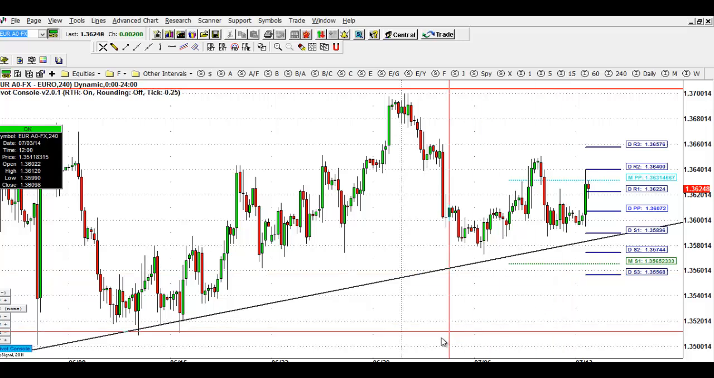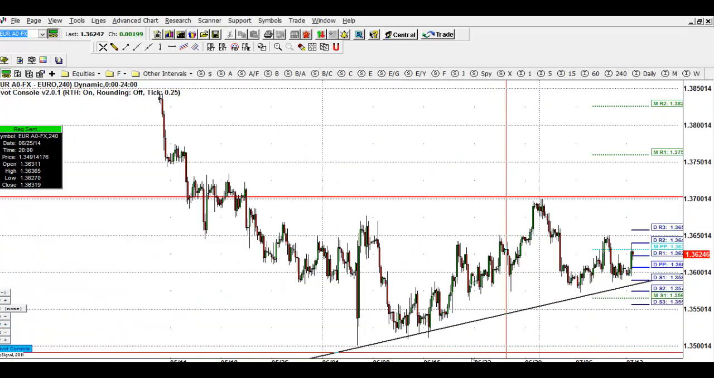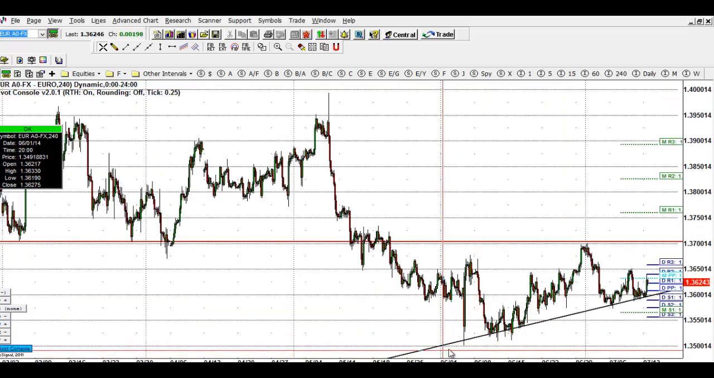And if the market does penetrate 135.65 and trades below 135, we could see renewed pressure on the downside in the euro. So the lines to draw are at 135 and 137. Those are the two main areas of support and resistance in the market.